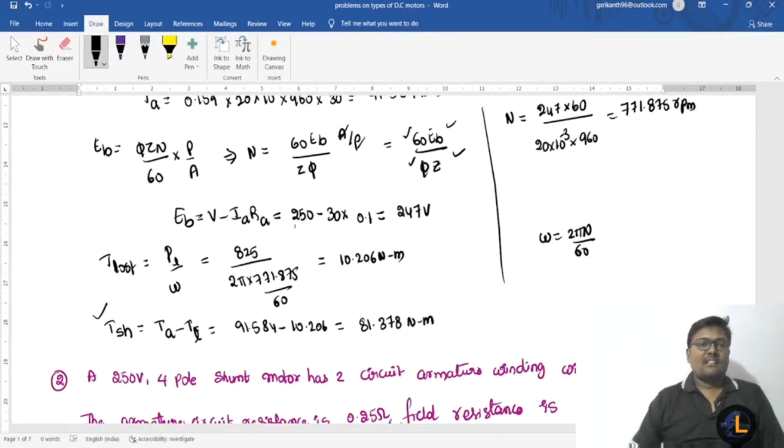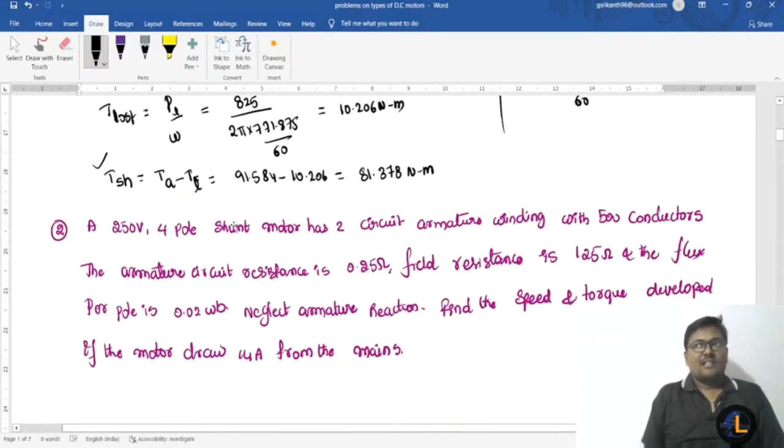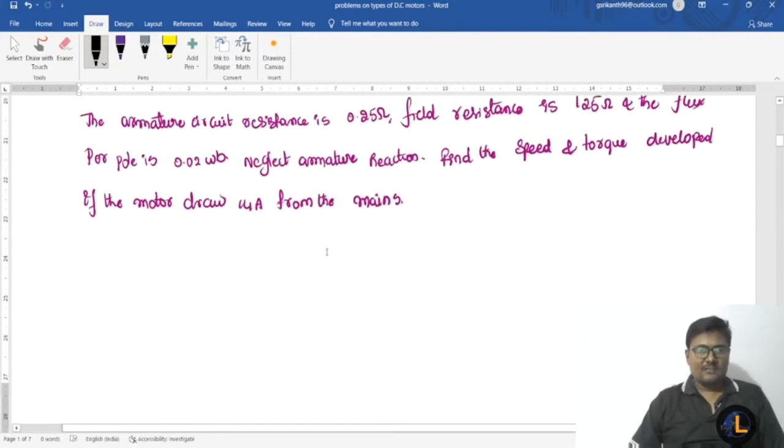IB is calculated with the help of this equation, V minus IaRa. And finally, load torque is load power divided by omega, where omega is equal to 2 pi N by 60. And finally, shaft torque is equal to TA minus TL.